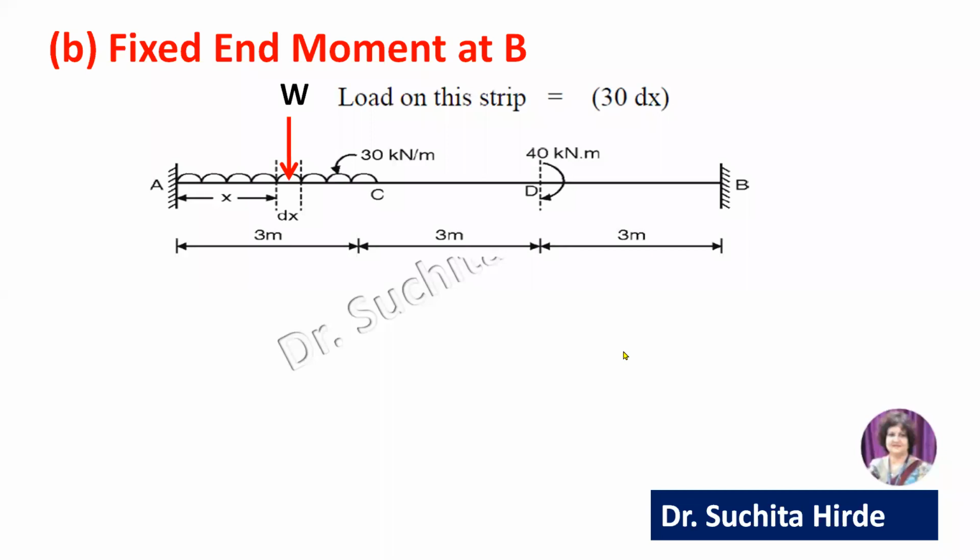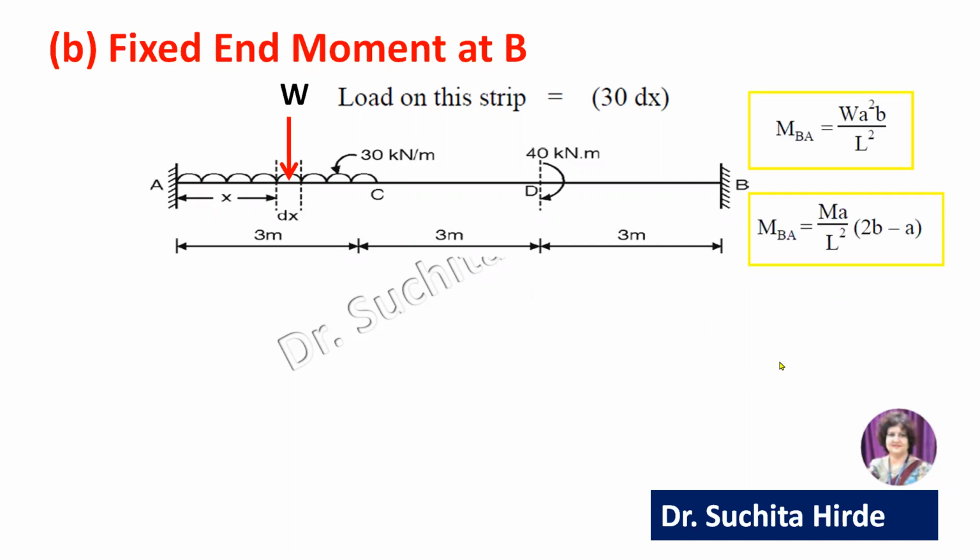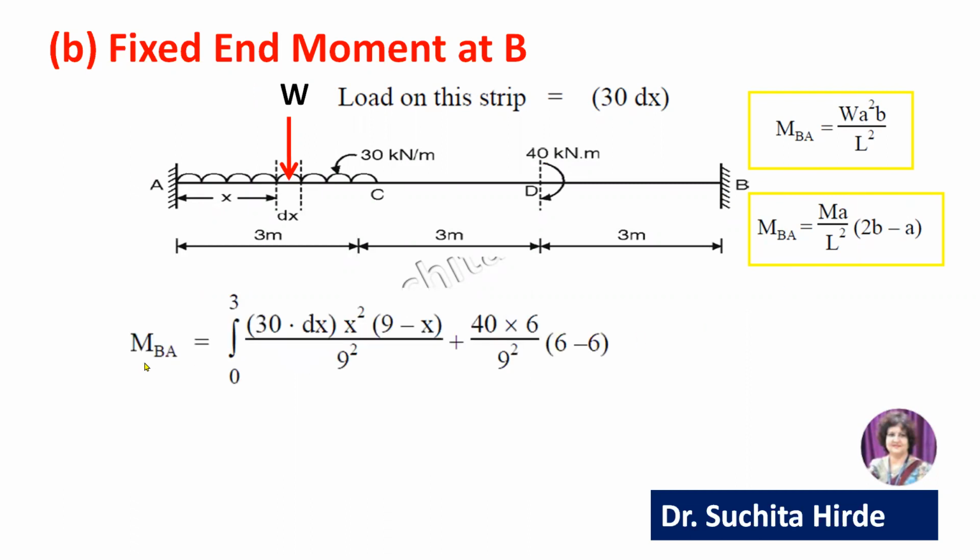After that, we will calculate the bending moment at B, that is MBA. For that, we will use the standard formula WA square B upon L square. The first formula is due to this point load W, and the second formula is due to moment. If you substitute the values of all these quantities, you will get MBA as this. And if you simplify this, you will get MBA as 22.5 kilonewton meter.